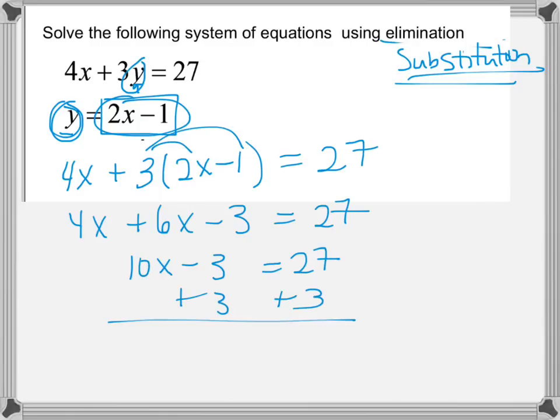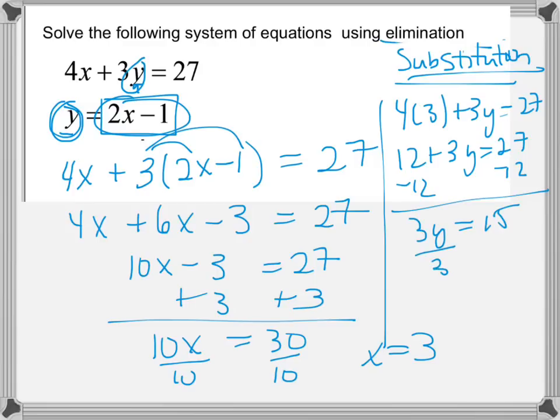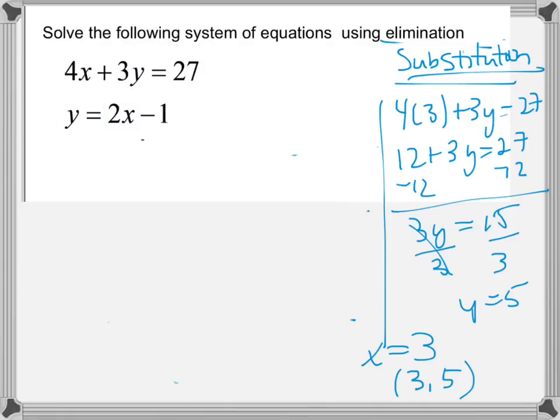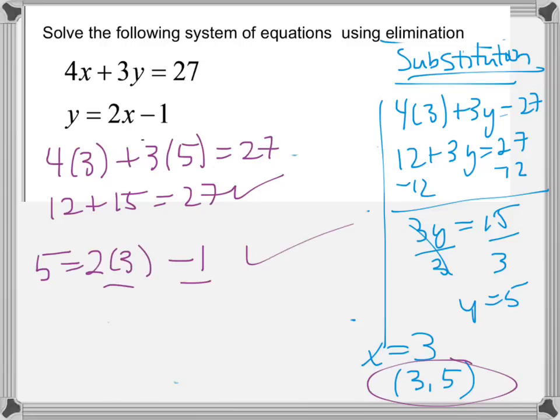Let's add 3 to both sides. We'd have 10x is equal to 30. x must be 3. Okay, let's substitute 3 in for x in the first equation and see what we get for y. y is equal to 15, so y must be equal to 5. So our hypothesis is that 3 comma 5 is the solution. So now let's check them. For the first equation, we'd have 4 times 3 plus 3 times 5 equals 27. So we'd have 12 plus 15 equals 27, and that is true. For the second equation, 5 is equal to 2 times 3 minus 1, and that's true. That's 6 minus 1, which is 5. Okay, so this is independent and consistent, and that's our last example for today.